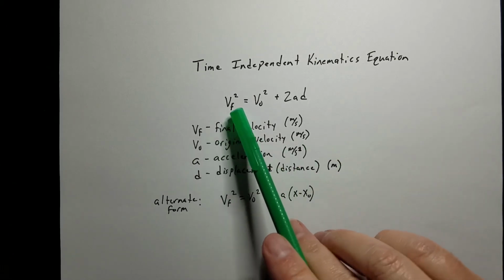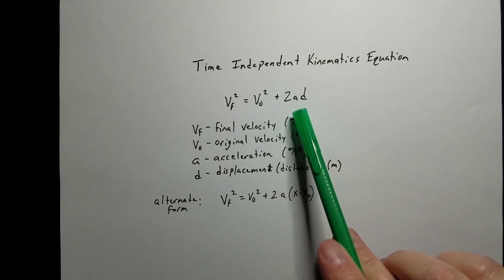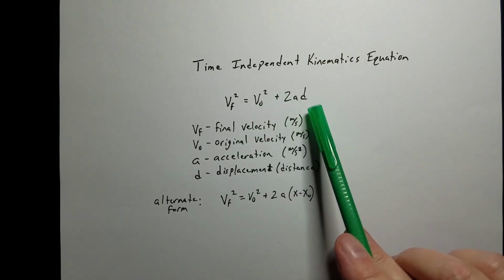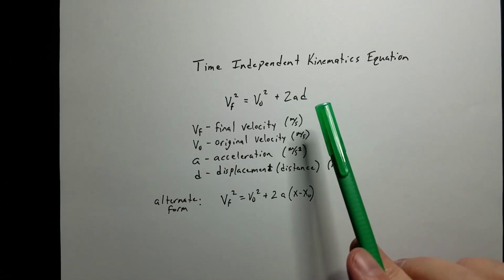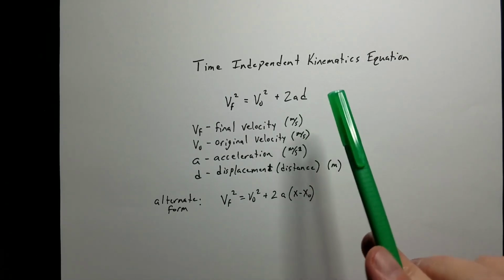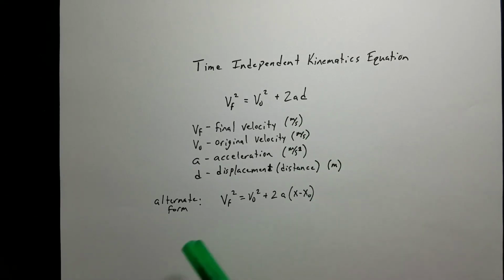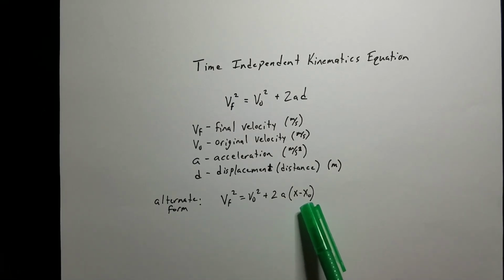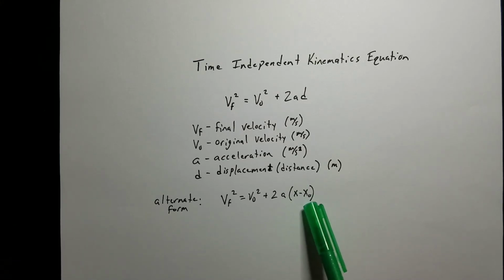What we've got is the final velocity squared equals the original velocity squared plus twice the acceleration times the displacement. Really, you should think about this as displacement, but d is very common to use for distance. An alternate version looks like this, where everything's the same except here they're talking about the displacement from your original starting point.